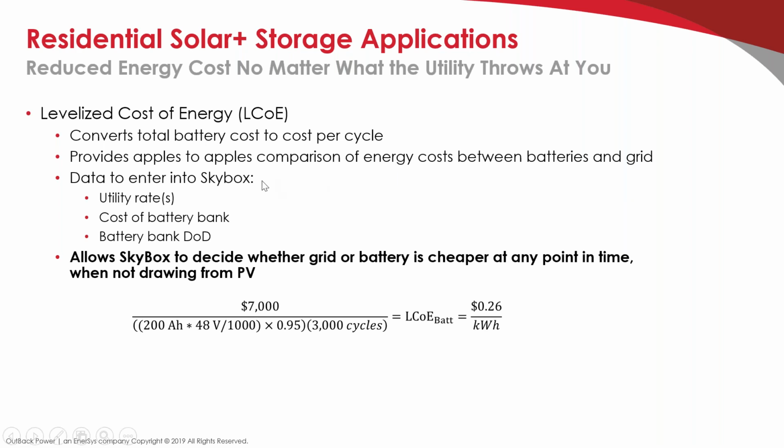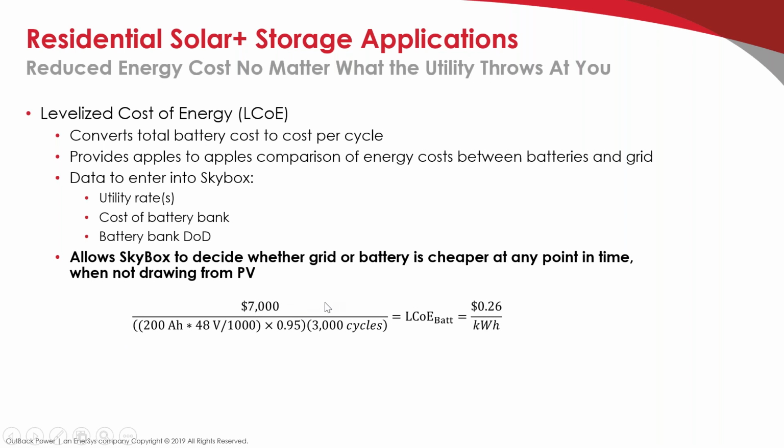So when you enter the data into Skybox, you'll put in the utility rate, the cost of the battery bank as levelized cost of energy, and the depth of discharge. From that point, Skybox will decide whether the grid or the battery is cheaper at any point in time when not drawing from PV, because it's always going to assume that PV is the best use. If you can use PV to power your loads and then secondarily charge the batteries, that's the most cost-effective use of PV.